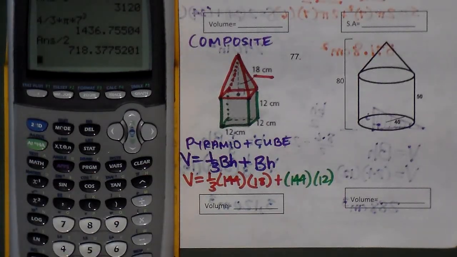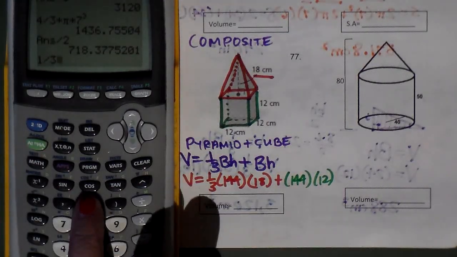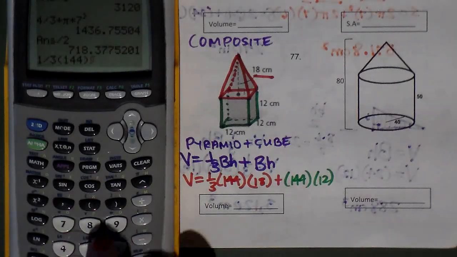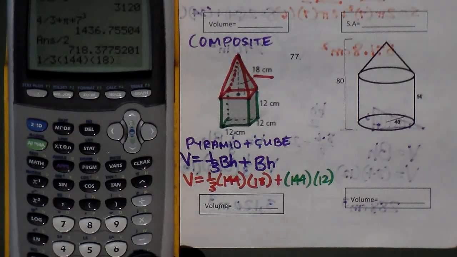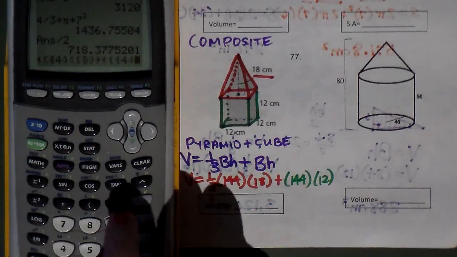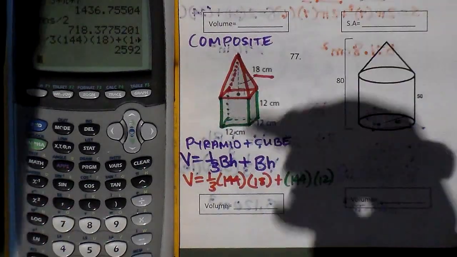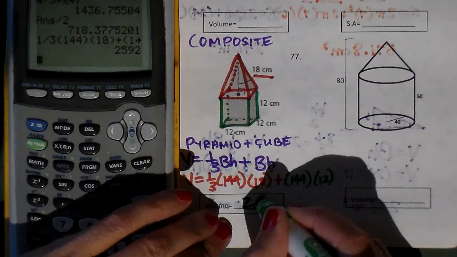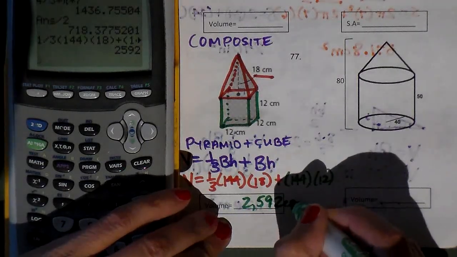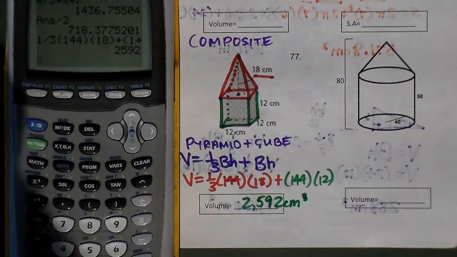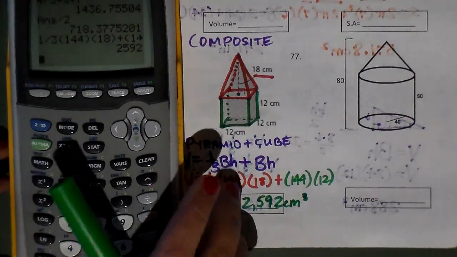So I'm going to do 1/3 times 144 times 18 plus 144 times 12. So the total volume of this guy is 2,592 cubic centimeters.